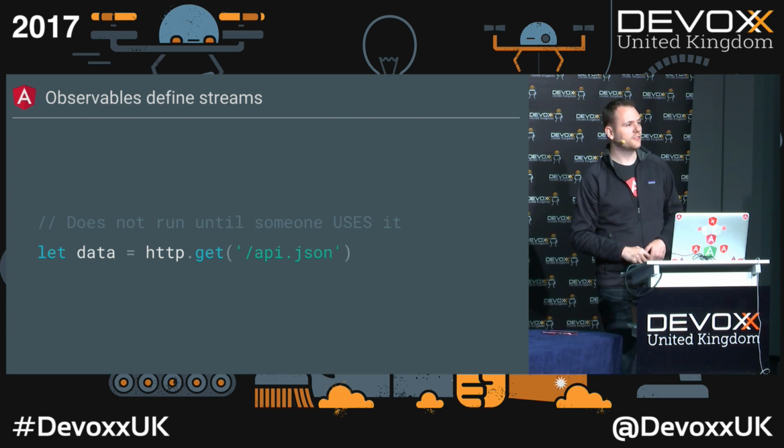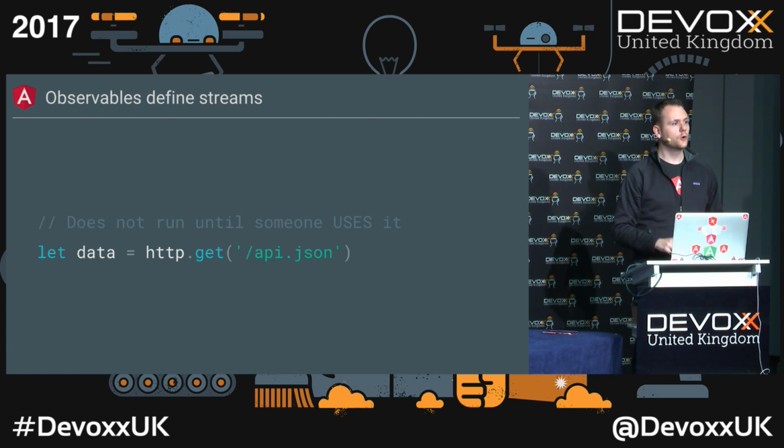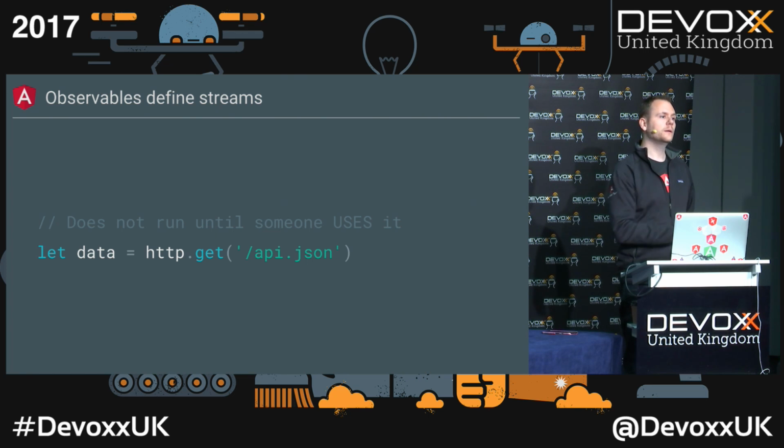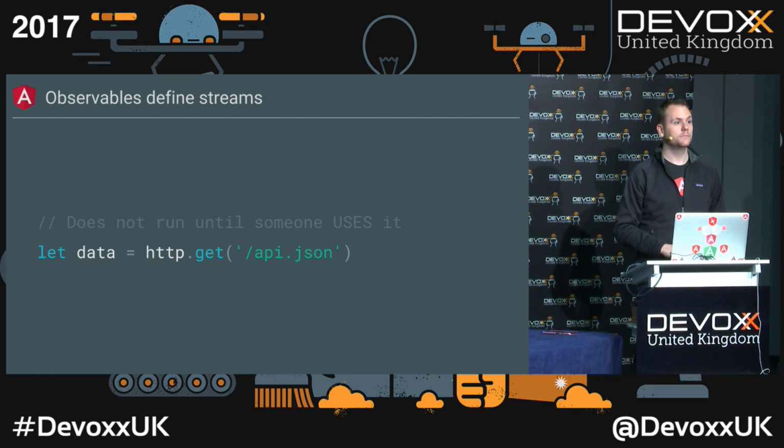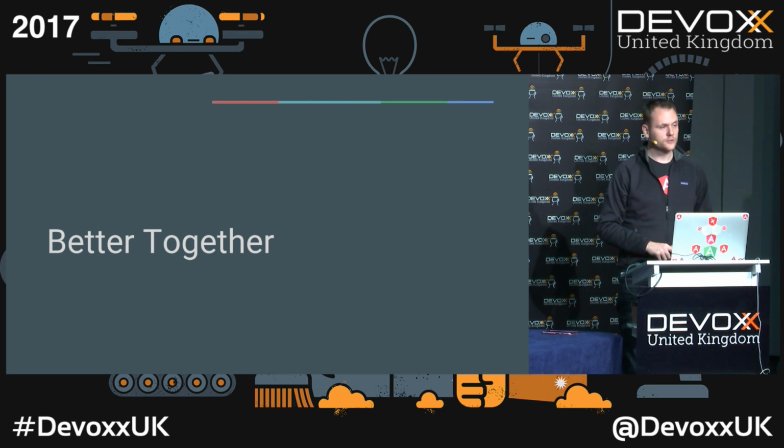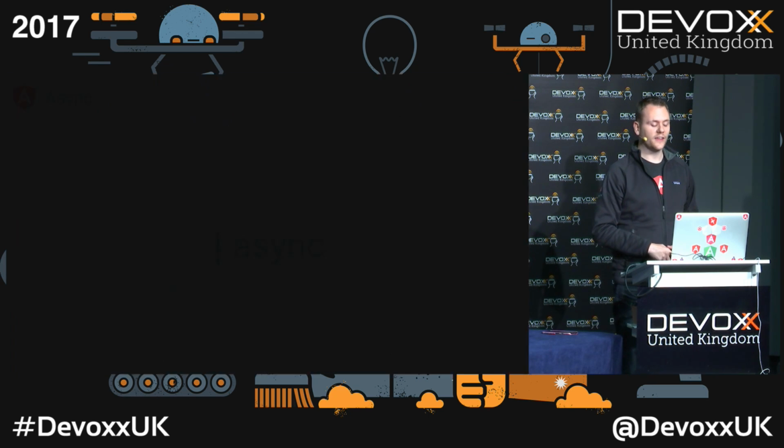As I mentioned, there's this idea of hot and cold observables. Cold observables are just defined, right? You're defining the functions, the streams that are going to exist in your application, but they're not actually activated until you subscribe to them. Let's take a look at how Angular and RxJS make things better when they come together.